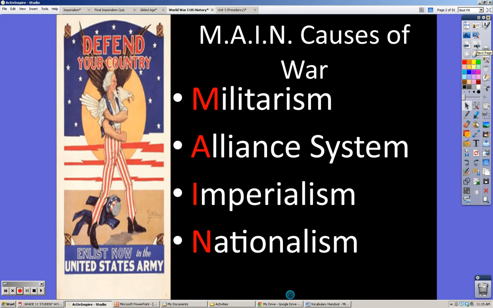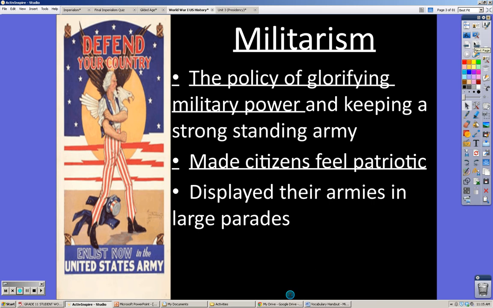So you got the four main causes, main being an acronym, so for militarism, alliance system, imperialism, and nationalism. So we'll talk about each one right here. So militarism is a policy of glorifying your military power. That's where you see a lot of parades with militaries just to kind of show how much strength they have, and the fact that, you know, our country is better than your country and has a strong military. And it makes people feel very patriotic because they know they're going to be protected.